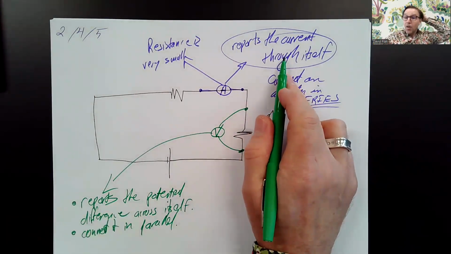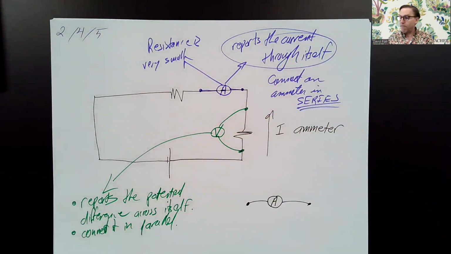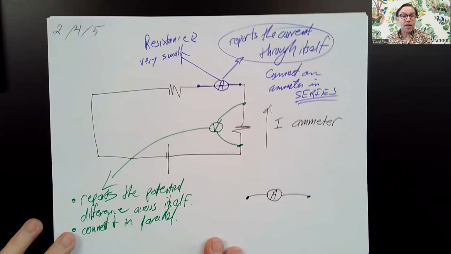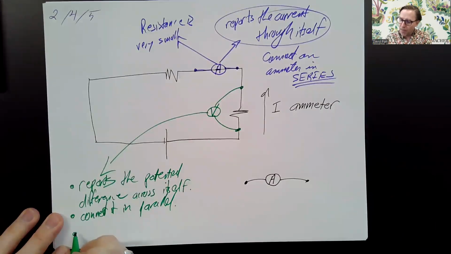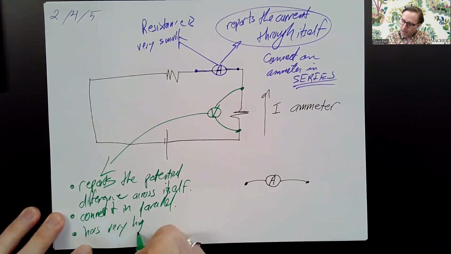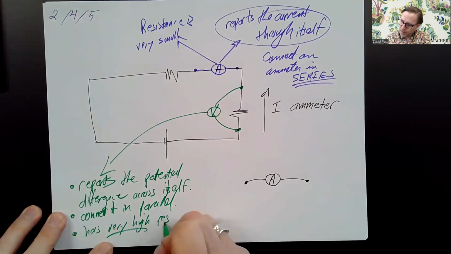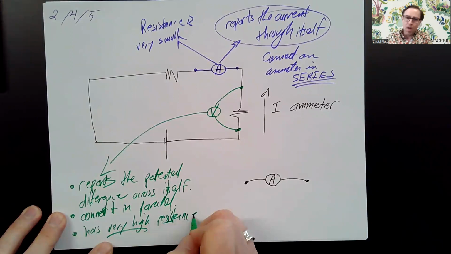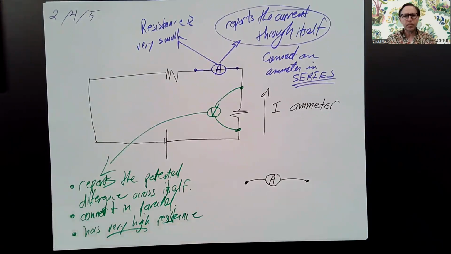And what do you think about the resistance of this voltmeter? Is it going to be really, really low, practically 0, or really, really high, essentially infinity? Turns out that a voltmeter has very high resistance. And you might think, oh, that doesn't sound very practical. Turns out it is, though.